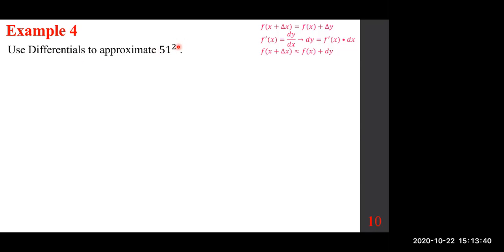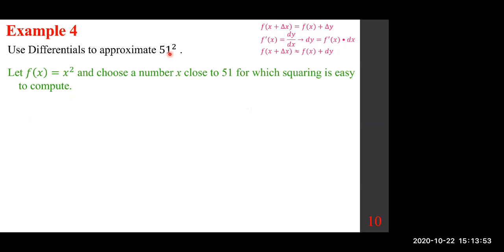First, we need a function. So what function do we have in mind? For 51 squared, what is the action, the operation that is taking place? 51 squared, so f of x is x squared. The next thing is, we want to find the closest number we can think of to 51, such that we can easily square it in our head.